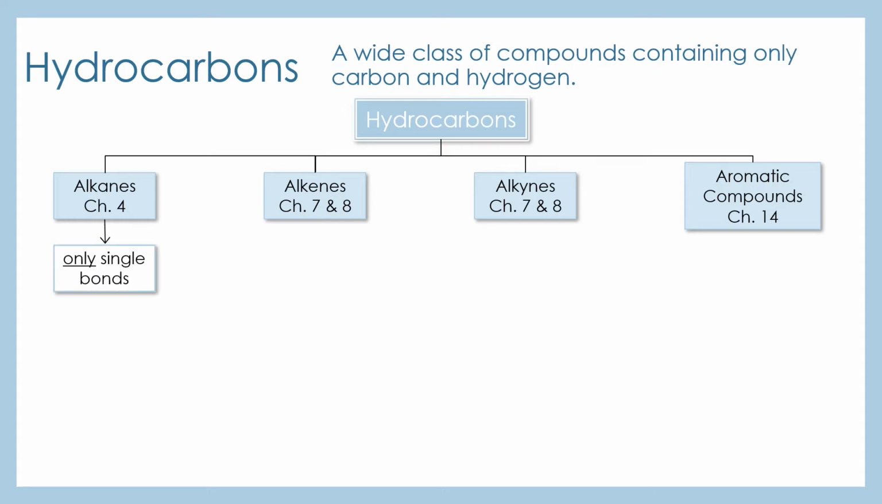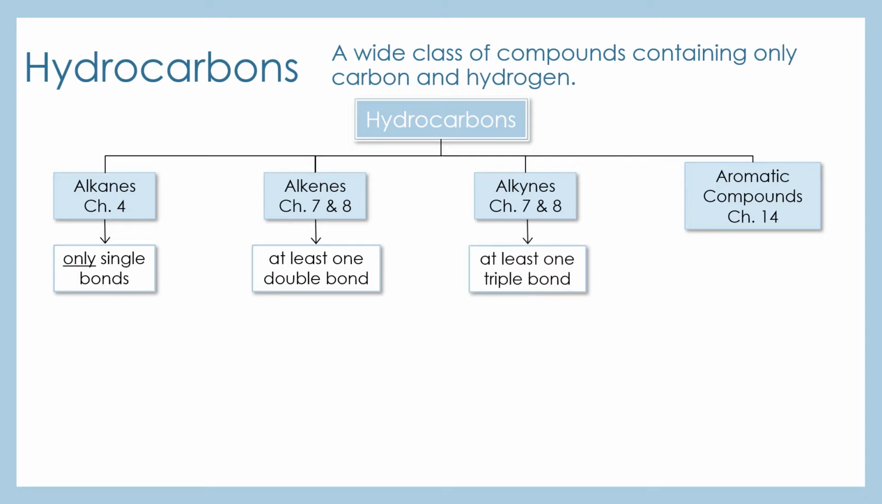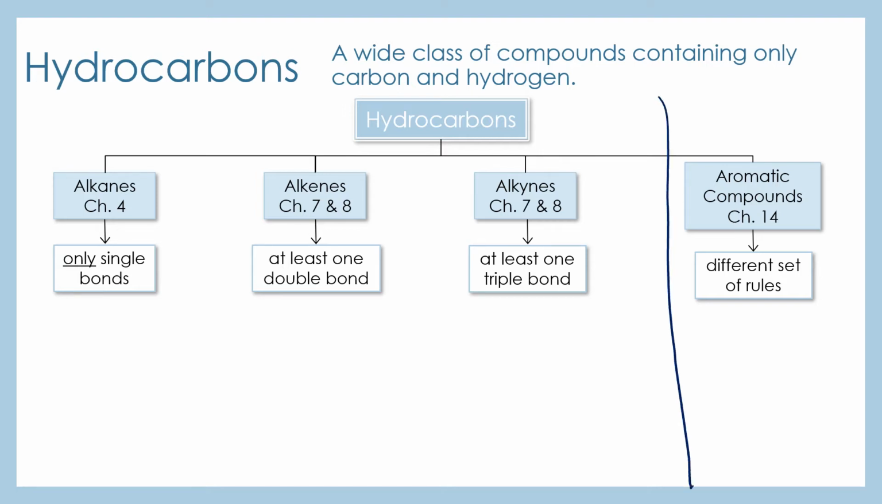So alkanes are only single bonds. Alkenes have at least one double bond between carbons. Alkynes will have at least one triple bond between carbons. And aromatic compounds follow a totally different set of rules. So aromatic compounds are not covered until you get to organic 2. So we're just going to kind of block that off for now.